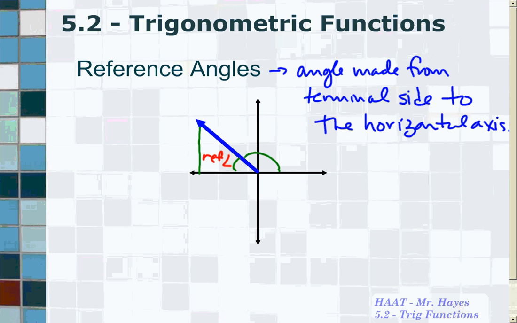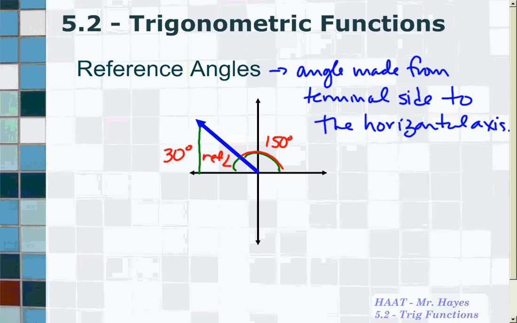Even though, let's say this angle right here has a measure of 150 degrees, your reference angle is going to be 30 degrees because they're supplementary. So the sine, cosine, tangent, and all that other stuff of 150 degrees is going to be based off of the reference angle of 30. You're going to see a lot of similarities between 150 degrees and 30 degrees in terms of sine values, cosine values, etc.